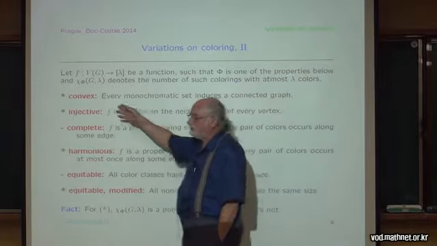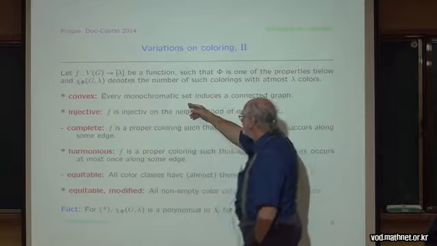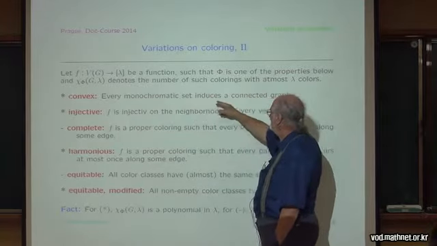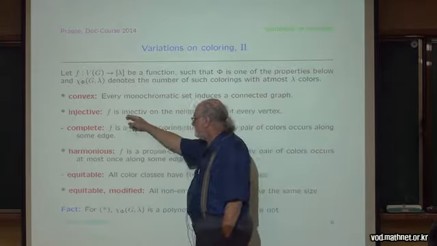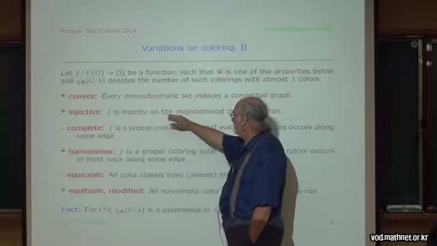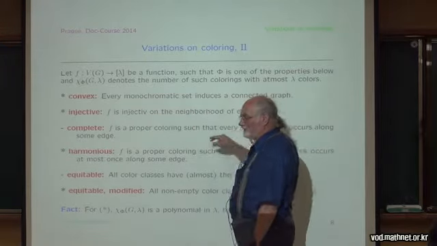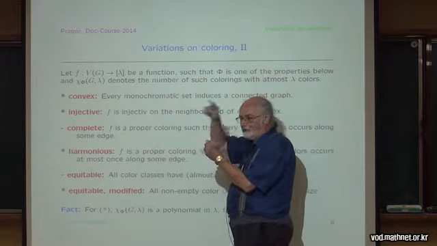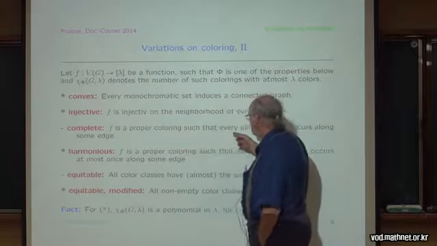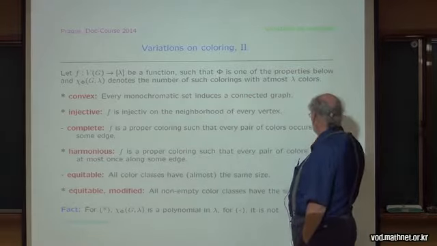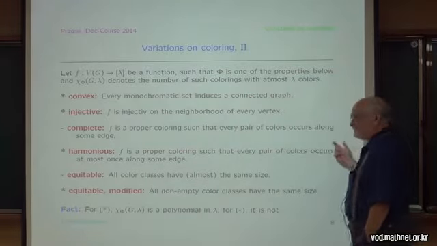Somebody gave a talk about convex colorings. Every monochromatic set induces a connected graph. Injective colorings: F is injective, the coloring map is injective on the neighborhood of every vertex, so you have different colors around the point. Coloring is complete if every pair of colors occurs along some edge.